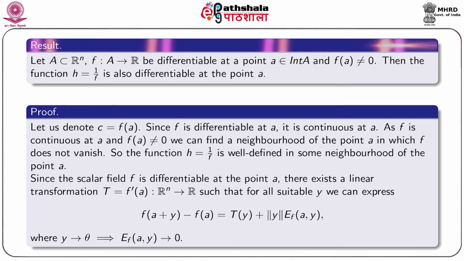Now, we start our next result. Let A be a subset of R^n. f is a scalar field defined on the set A, which is differentiable at a point a, which is an interior point of the set A. We further assume that f(a) is different from 0. Our claim is that the function h equal to 1 by f is also differentiable at the point a. That is, for every x in A, h(x) is nothing but 1 by f(x).